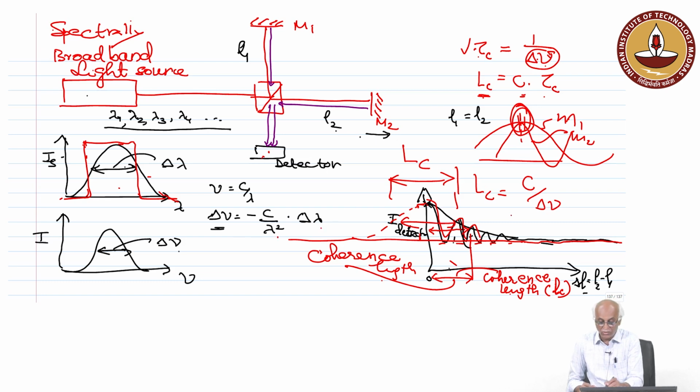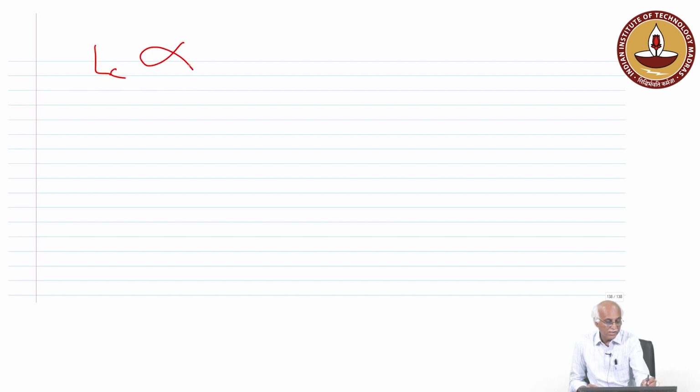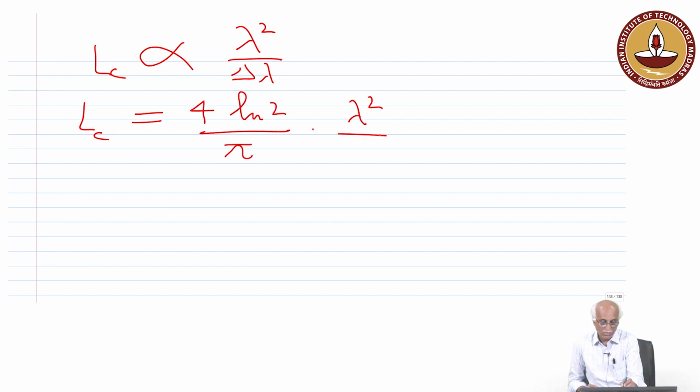So, if I substitute this over here, this of course is not equal, it is proportional to C by delta nu, and which is equal to, if I use delta nu as C into delta lambda by lambda square, right, LC is lambda square by delta lambda, approximately proportional to, and depending upon the beam shape, spectral shape of this laser light source, this value LC is given by, let us say if it is a Gaussian beam shape, then total coherence length is 4 natural log 2 by pi lambda square by delta lambda.